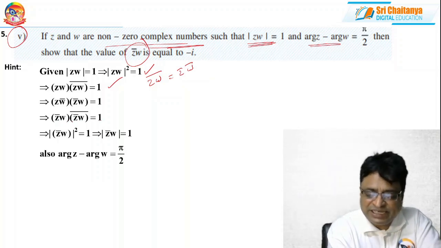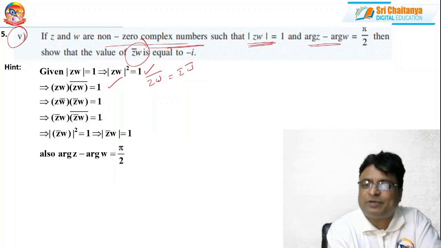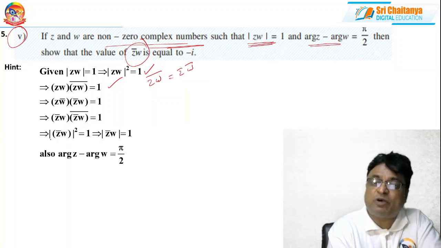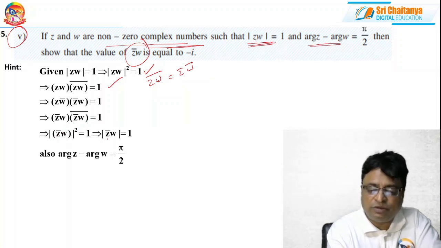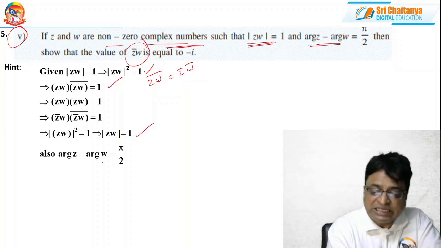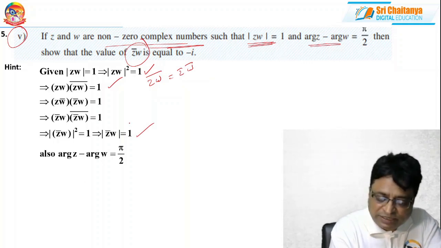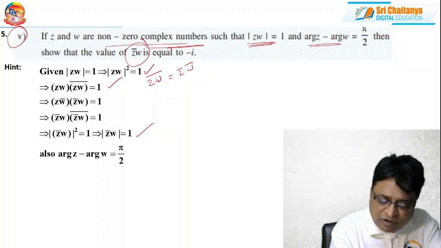So that means it looks like mod Z bar W whole square is equal to 1. If mod Z bar W whole square is equal to 1, I can write mod Z bar W is equal to 1. And that means what? Modulus of this complex number is 1.